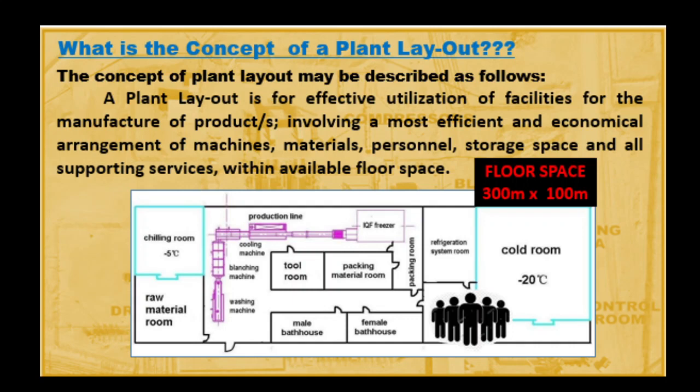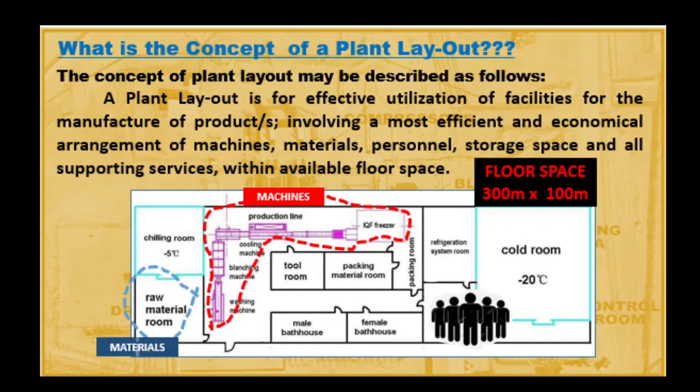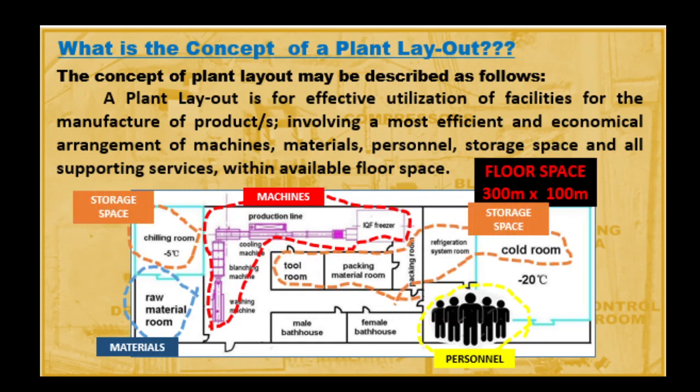So makikita natin sa illustration, let's say for example, meron tayong available floor space measuring 300 meters by 100 meters. So tingnan natin kung ano possibly pwede natin locate dito. So in this case, we could locate properly the said machines, locate properly the materials in the case of storage rooms or storage facilities. So then we could locate properly the personnel so that they may be able to work freely and then unobstructedly. And then, ayun nga, yung sinabi ko kanina, pwede natin locate yung storage space. So in this case, meron tayong makikita mga chilling rooms, refrigeration rooms, as well as cold rooms. Then last one, may locate natin properly yung mga supporting services.